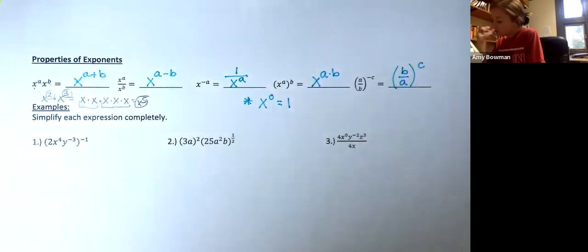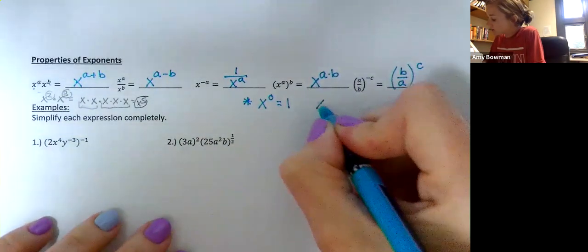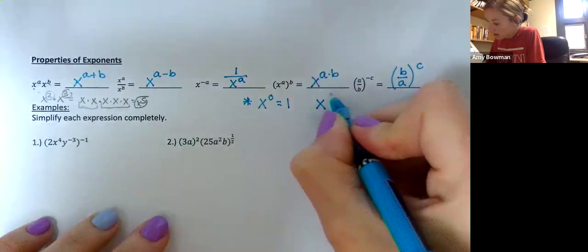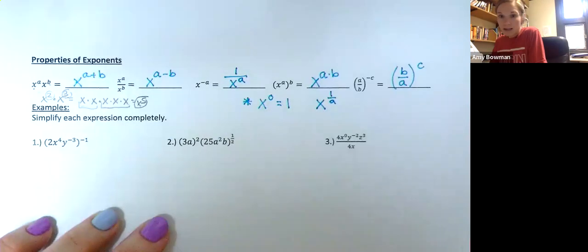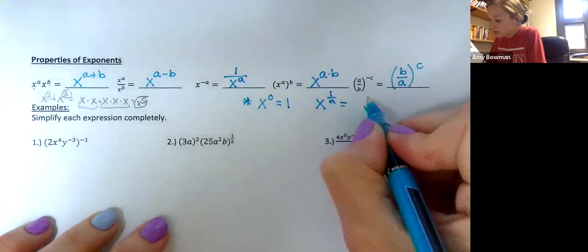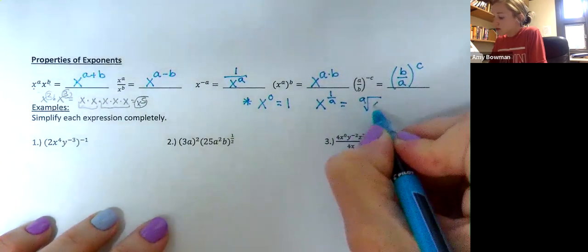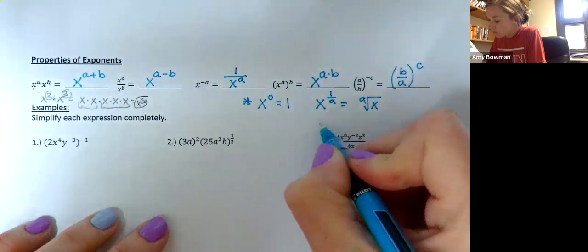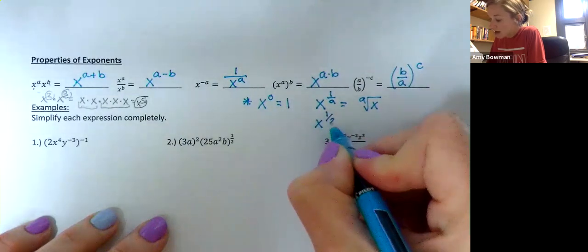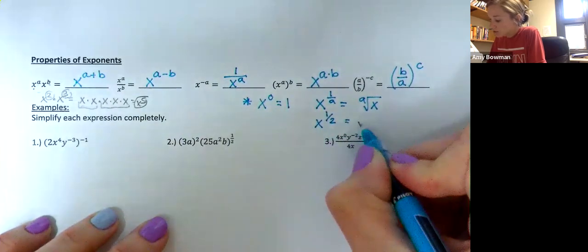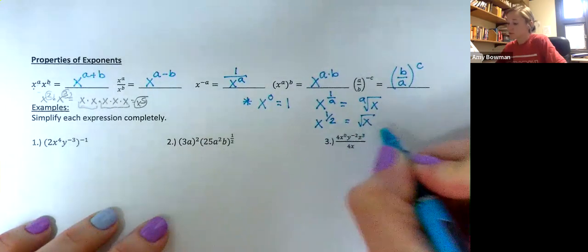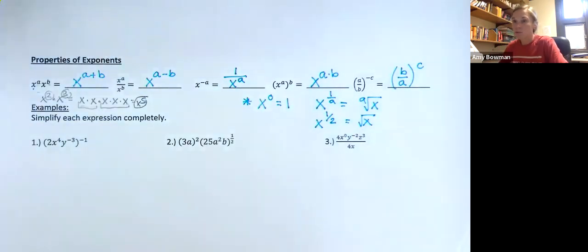Another important thing to keep in mind is if you have a variable raised to an exponent that is a fraction, like x to the 1 over a, that's actually the same as the a root of x. So for example, if I said rewrite x to the 1/2, that's just the same as the square root of x. And we'll see that in one of these examples.